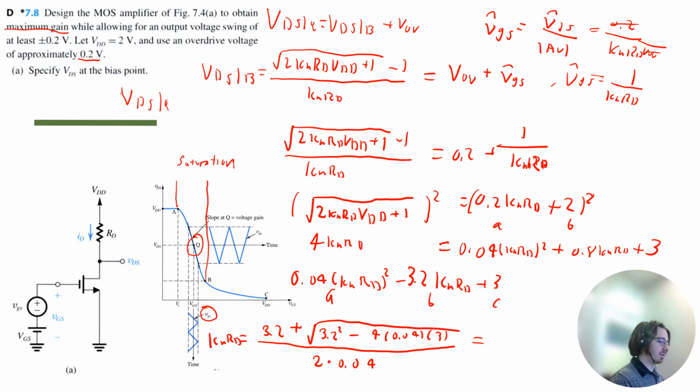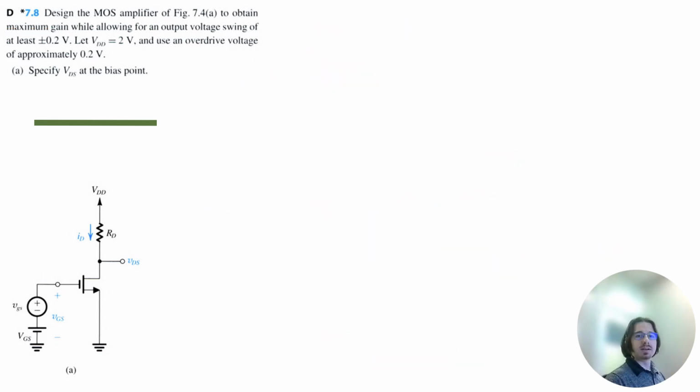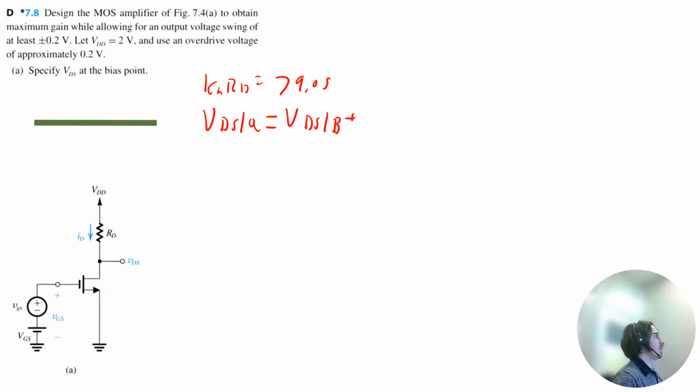So I calculate that this is equal to 79.05. So this is the value of Kn times Rd. Let me clean this space up, and then we can go back and solve for VDS at point Q. And we're back. Let's finish this first part A. So we calculated that Kn times Rd is equal to 79.05. And we know that VDS at Q is equal to VDS at B plus V overdrive.